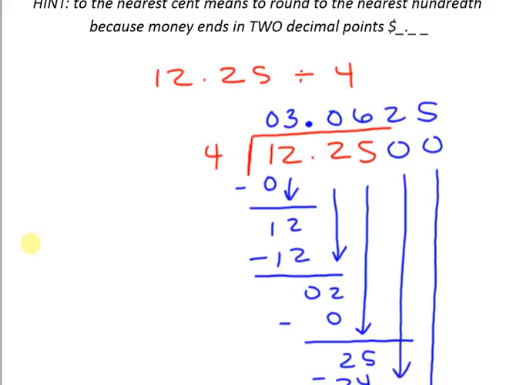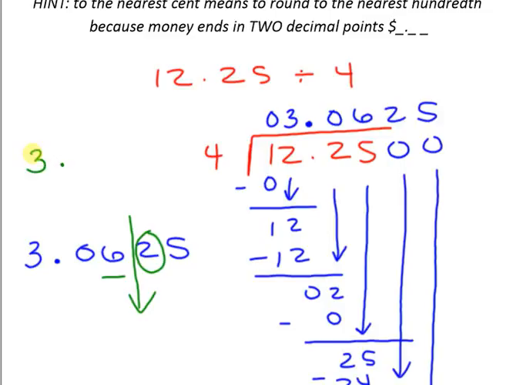Now, my answer here is 3.0625, but I need to round to the nearest hundredth, which is this spot right here. So the number after it tells me where to go, and it's a 0 through 4, so I stay on the floor, and so my answer is $3.06 per pound.